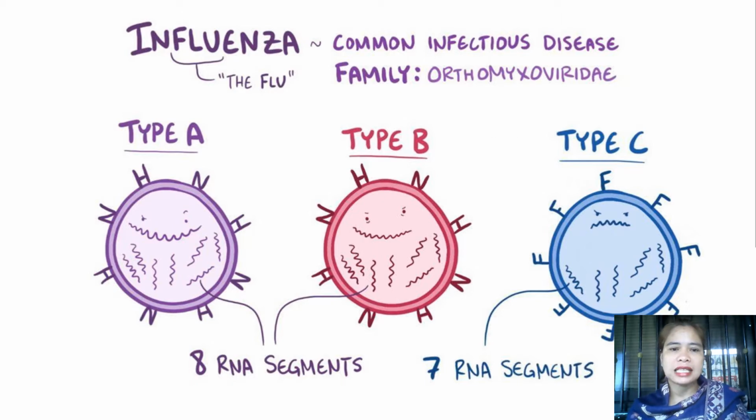Influenza is a common infectious disease under the Orthomyxoviridae. There are a lot of species affecting us with flu. Under type A, we have the wild aquatic birds, which are considered the natural host of a large variety of type A influenza.